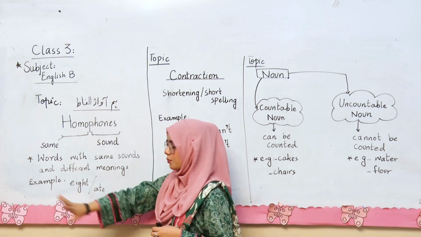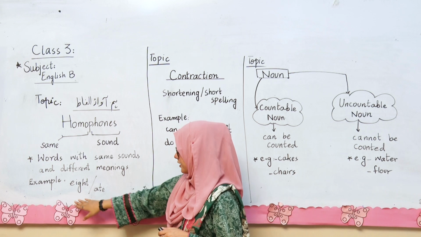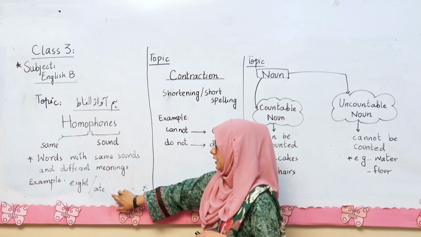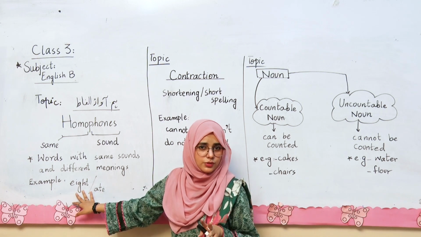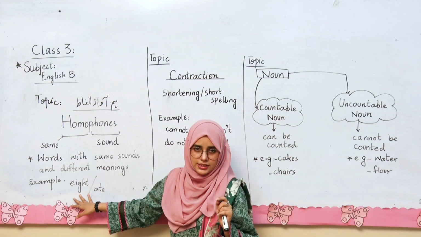The examples of homophones that we are going to discuss later, but one of them is eight and eight. E-I-G-H-T eight and A-T-E eight. These are two very different words but the sound of both of these words are very similar. So that is what we are going to discuss in the worksheet as well.